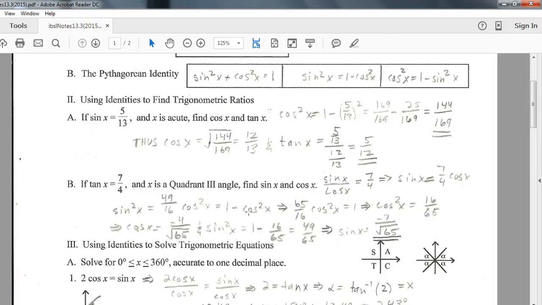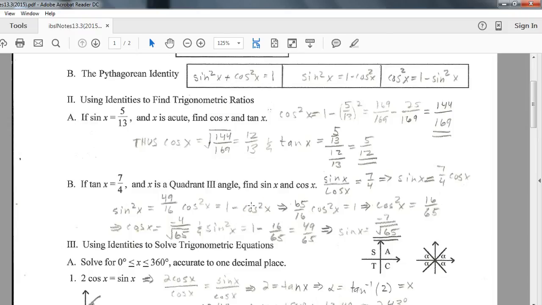So we're now doing a little substitution with the trig identity that you see up here. We know that sine squared is equal to 1 minus cosine squared. So we are now taking this equation right here. So we now have 49/16 cosine squared is equal to 1 minus cosine squared. So that's our new equation right there.